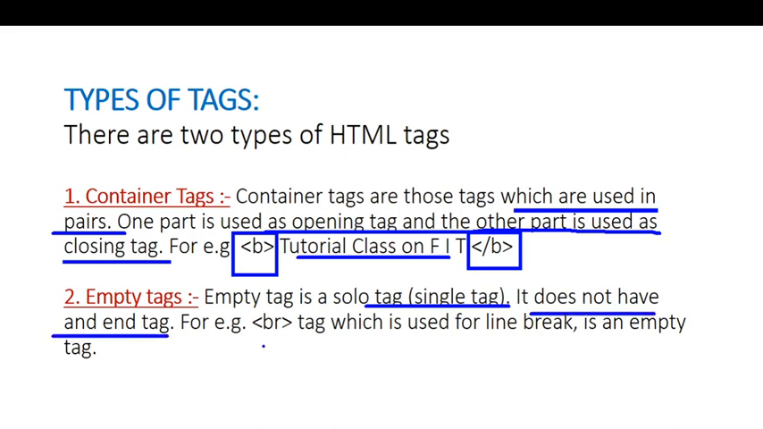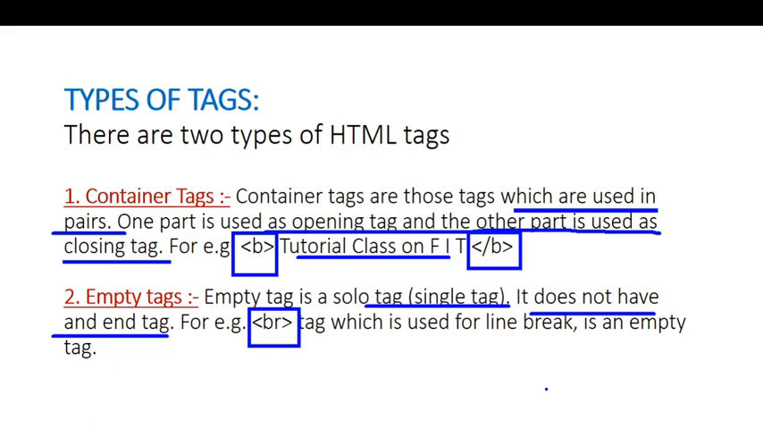For example, we can see here the BR tag. This BR tag is an example of an empty tag, which is used for a line break. So an empty tag is a solo tag, meaning a single tag. It does not have an end tag. Whereas a container tag is used in pairs. It has both an opening and a closing tag.